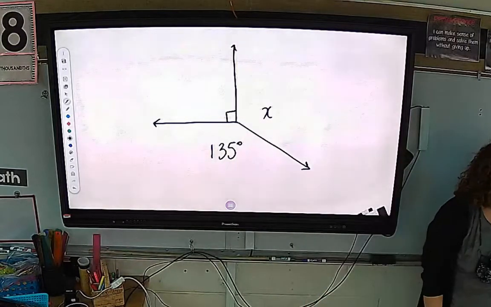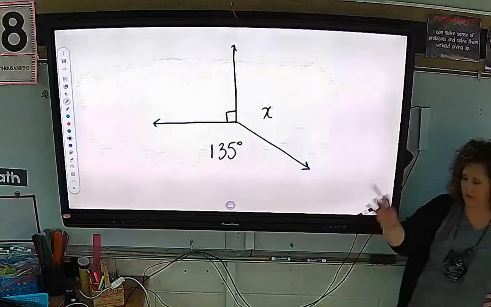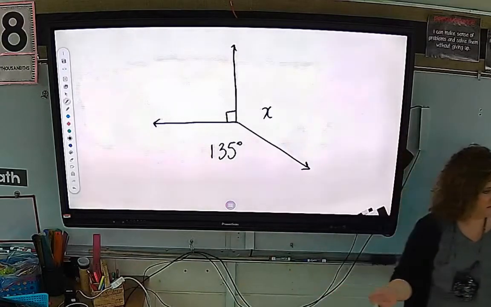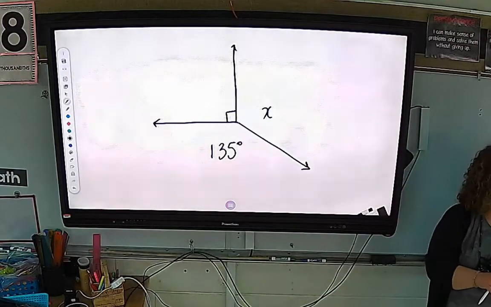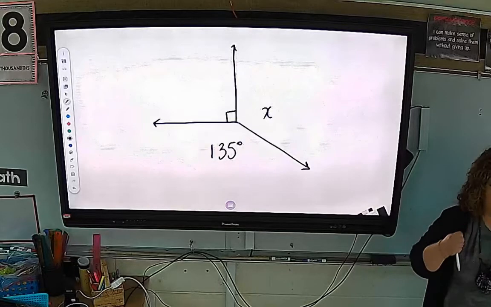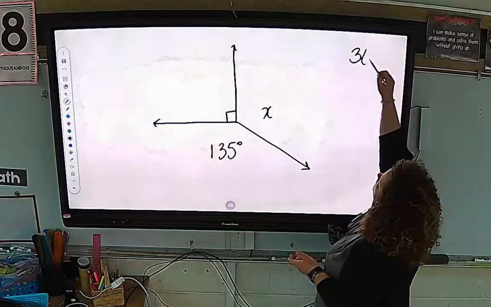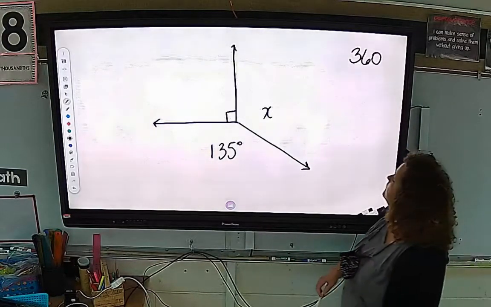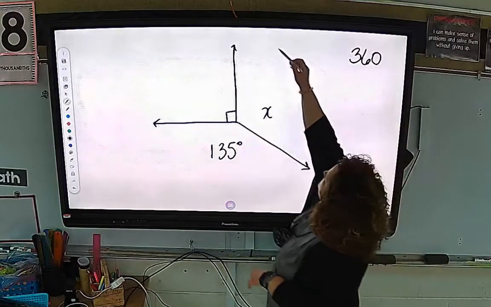What is my total when I see something like this? What is the whole thing? 360 degrees. Okay, so we get that. What else do we know? This is where we pull out what we know. I know the whole thing's 360. Okay. What else do I know? Tell me something else. You know when you see that little box around one of the corners, you know it's going to be 90. Okay, so I know I've got 90.